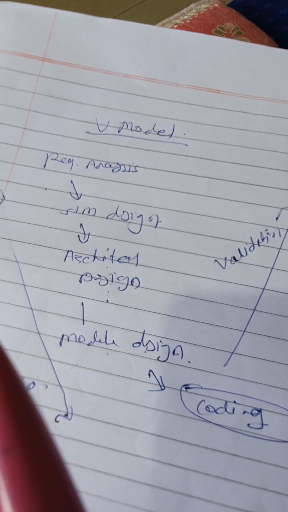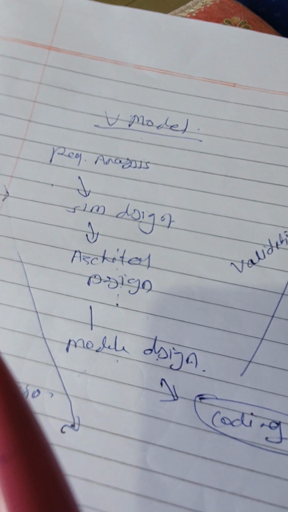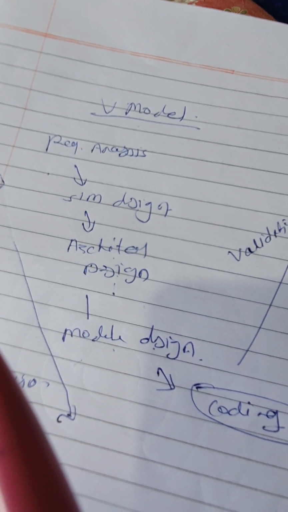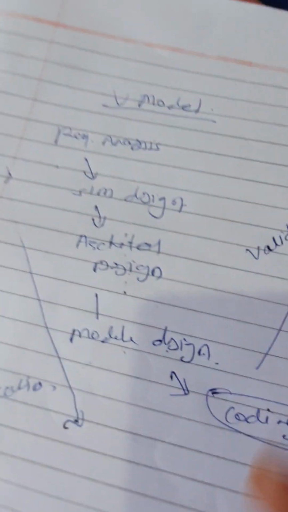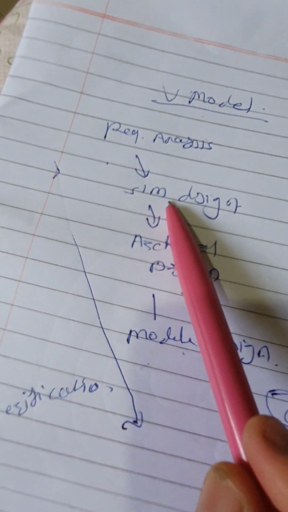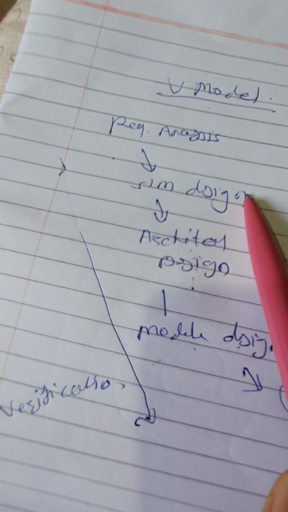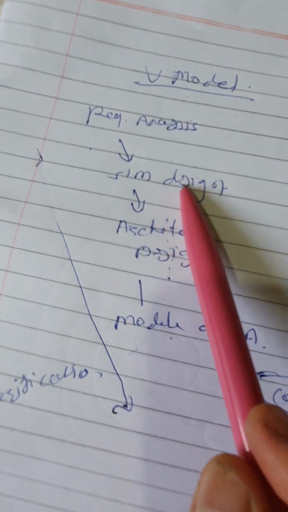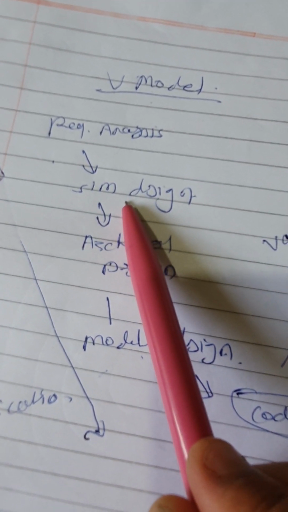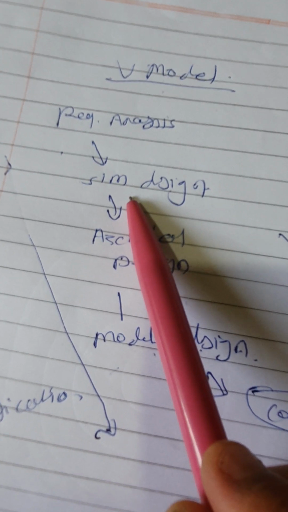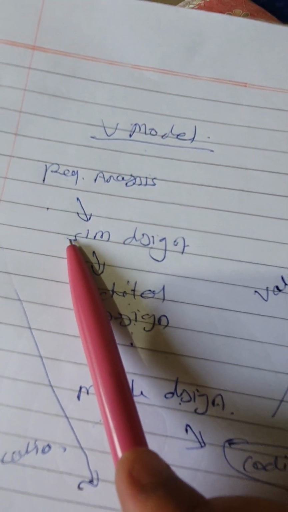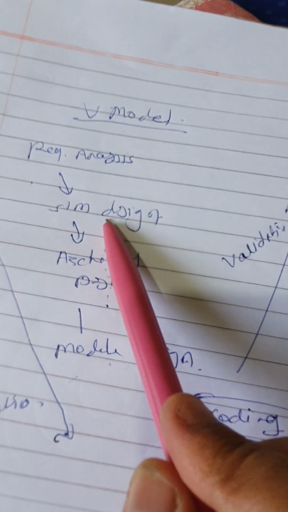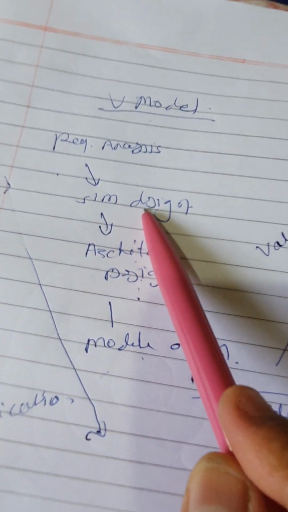The second one is system design. System is nothing but your software. System design includes detailed understanding of the software. Whatever software and hardware requirements are needed to design a particular software are shown in system design, meaning the specification.